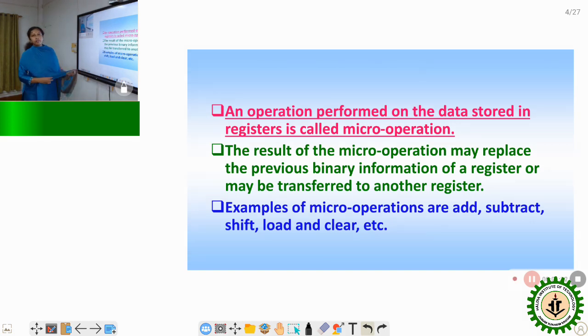Now what do you mean by a micro operation? An operation performed on the data that is stored in a register is called a micro operation. The result of the micro operation may replace the previous binary information of a register or may be transferred to another register also. Examples of micro operations are add, subtract, shift, load and clear, etc.